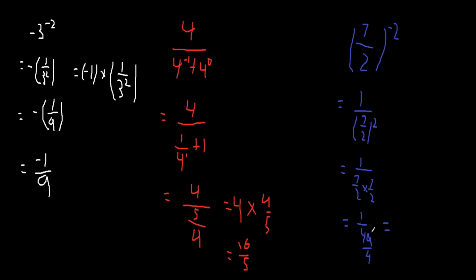And that gives us, so since we're dividing, it's just like here, dividing a fraction, we have to take the reciprocal of this fraction. So that's 1 times 4 over 49, which equals 4 over 49.